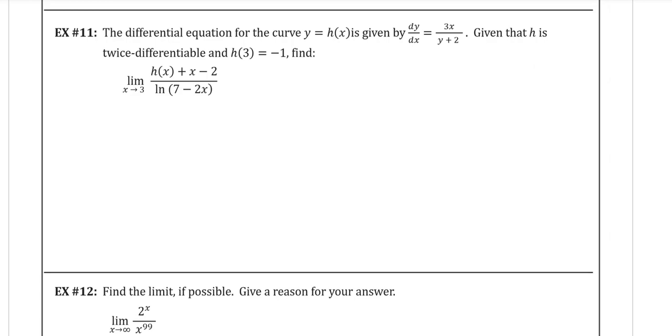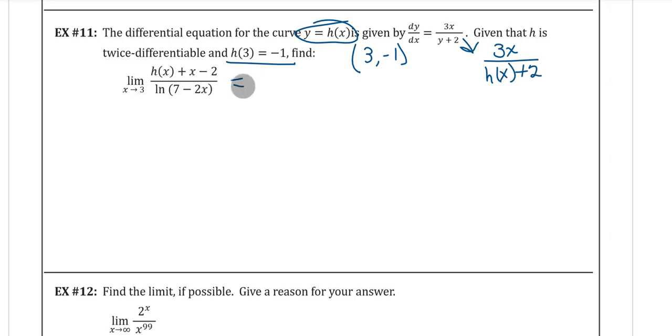Okay, so a couple things I want to point out. First of all, we have this point, which is 3 comma negative 1. We have h of 3, which is negative 1. And in our function here, we can think of this as 3x over h of x plus 2. Okay? It'll make taking the derivative a little easier because remember, y is defined as h of x.